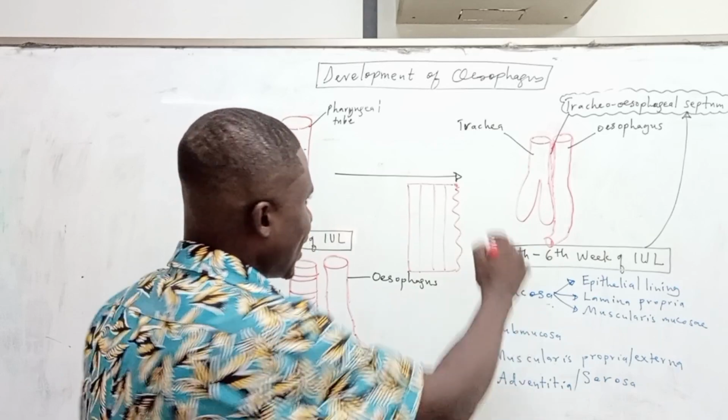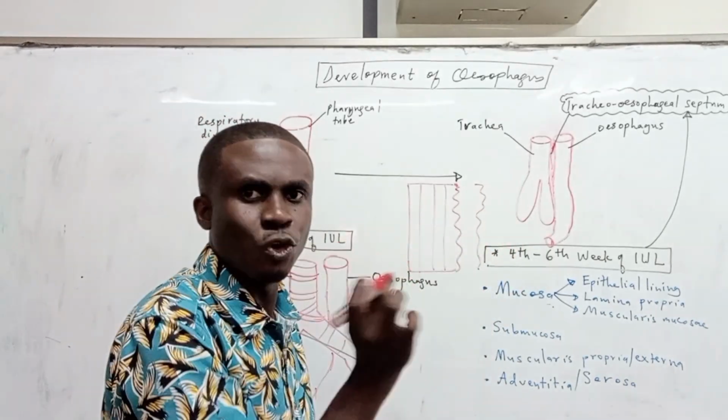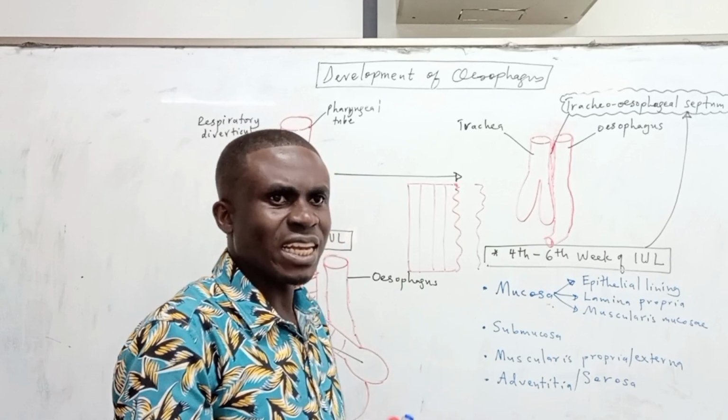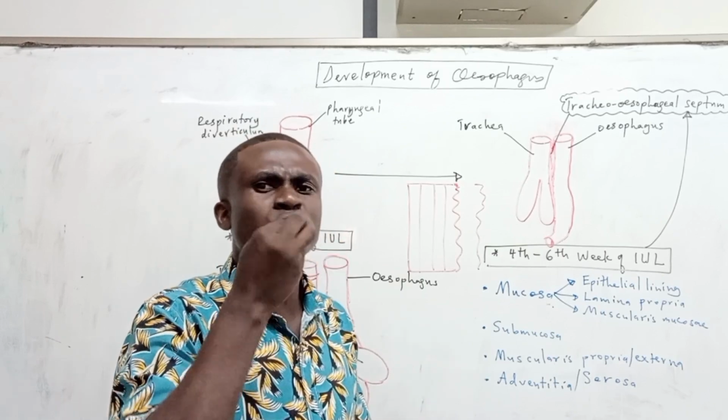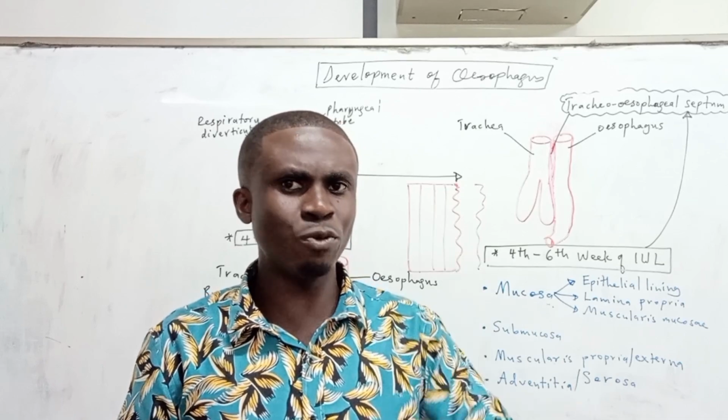Okay, then I also have the other part over here. Now the lumen has become partially occluded. So it means that if it remains like that, then when you are swallowing food, there might be difficulty. There may be dysphagia and all that. And so what do we want to do?